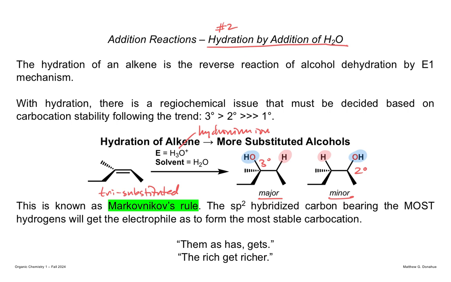The reason that the major product is formed is because it obeys Markovnikov's rule, which is highlighted in green. And that states the carbon atom bearing the most hydrogens gets the electrophile. In this case, the electrophile is H+. So another way of thinking of it is, the haves get, and the rich get richer. So the carbon with more hydrogens gets the hydrogen, and then the remaining carbon gets trapped by oxygen.